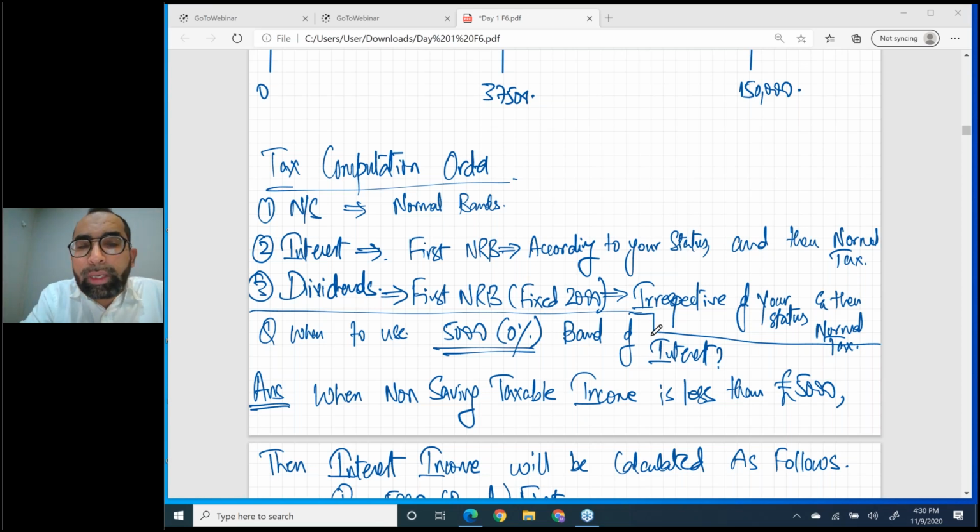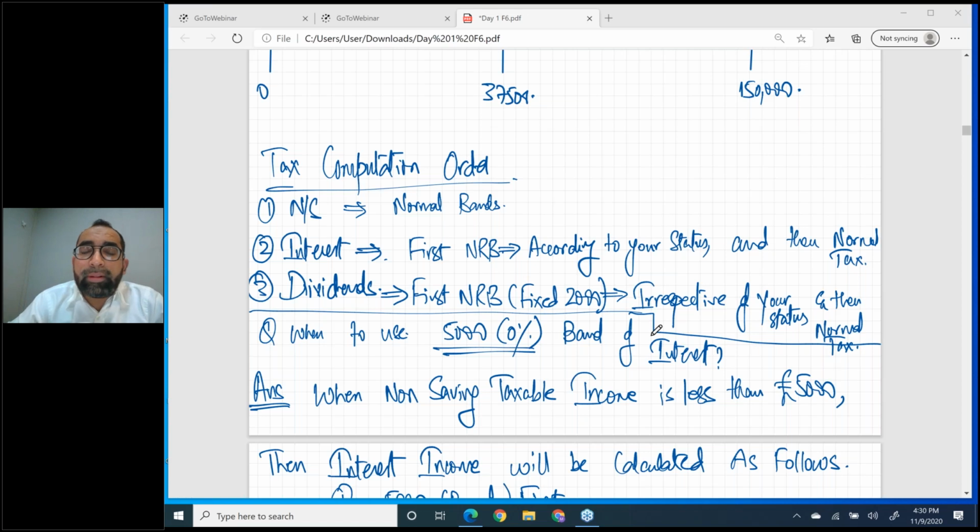Now, how to calculate tax on dividends? For dividends, always use NRB first, and this NRB is fixed. For dividend, the NRB is fixed irrespective of your income. First you do NRB and then normal tax, and this NRB of 2,000 is fixed.